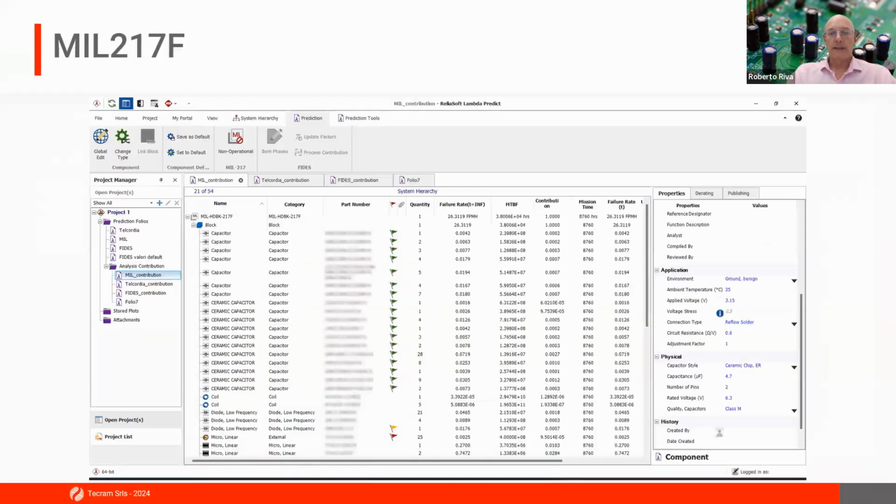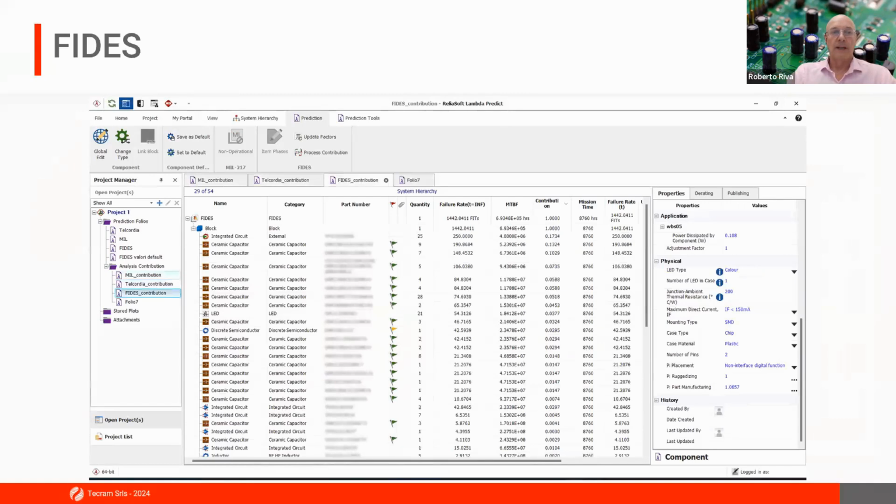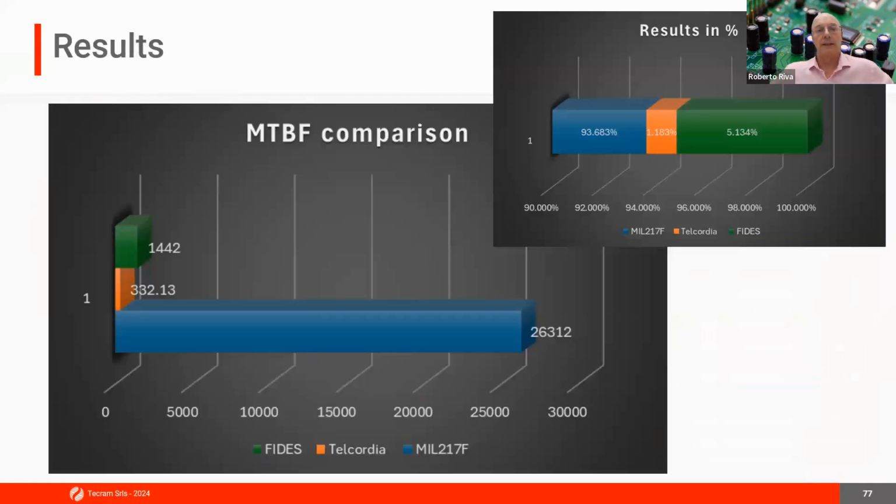So, results. These are part of our BOM on MIL-217, Telcordia and FIDES, and let's look at the actual results. So we said it's about 250 components, and the MIL FIT turns out to be 26,000. The Telcordia turned out to be 332, and the FIDES turns out to be 1,442 FIT. Okay, so failures in a billion hours.